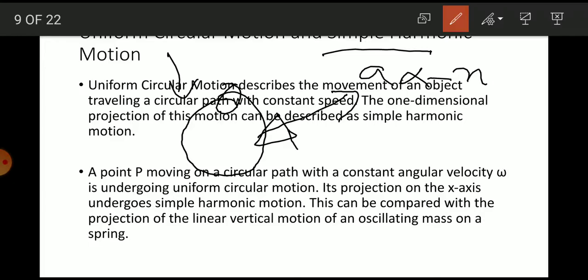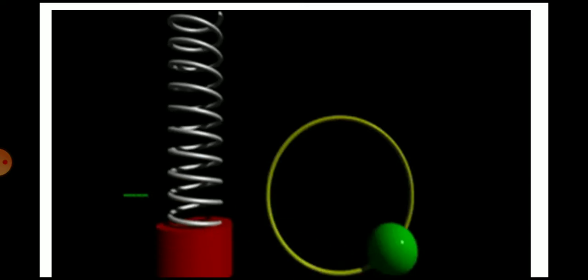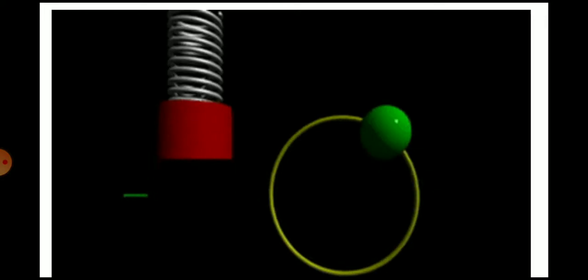Now a point P moving on a circular path with a constant angular velocity omega is undergoing uniform circular motion. Now its projection is vibrating about the mean position. So the projection motion will be to and fro. This can be compared with the projection of the linear vertical motion of an oscillating mass on a mass spring system. So we should compare two types of motion: mass attached to a spring, and uniform circular motion. As you can see, both have the same frequency.